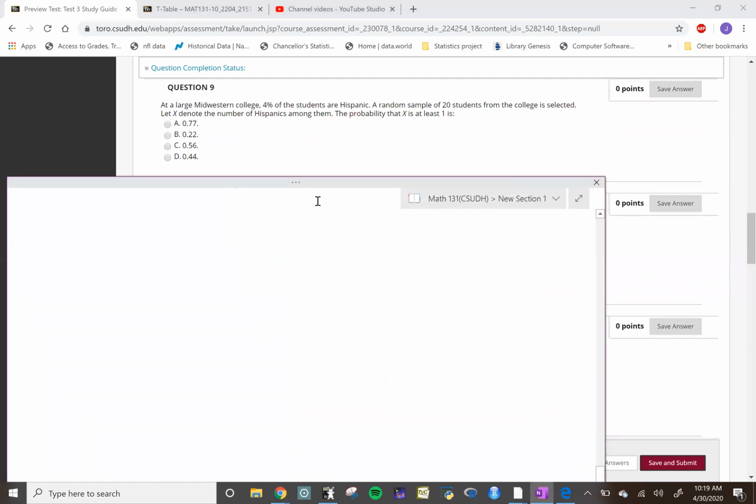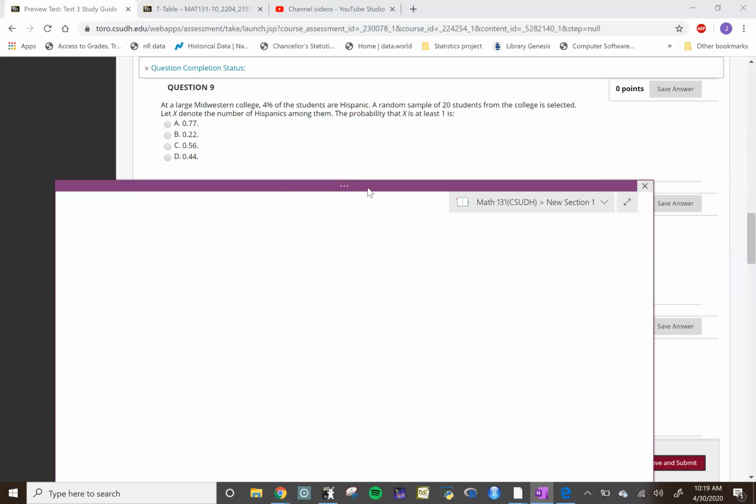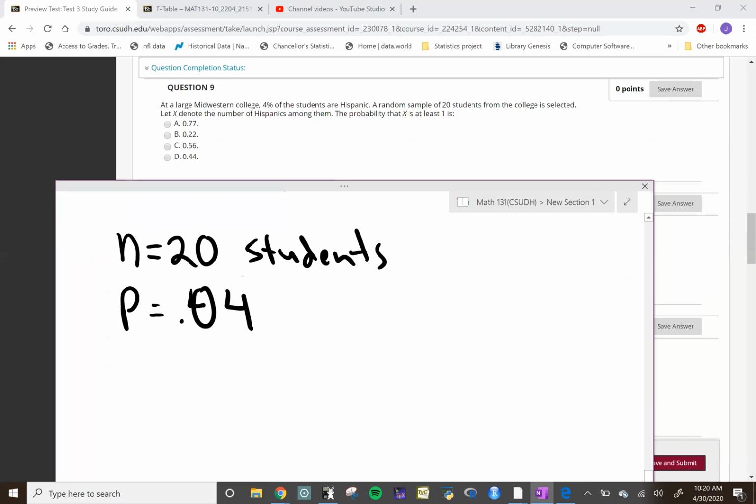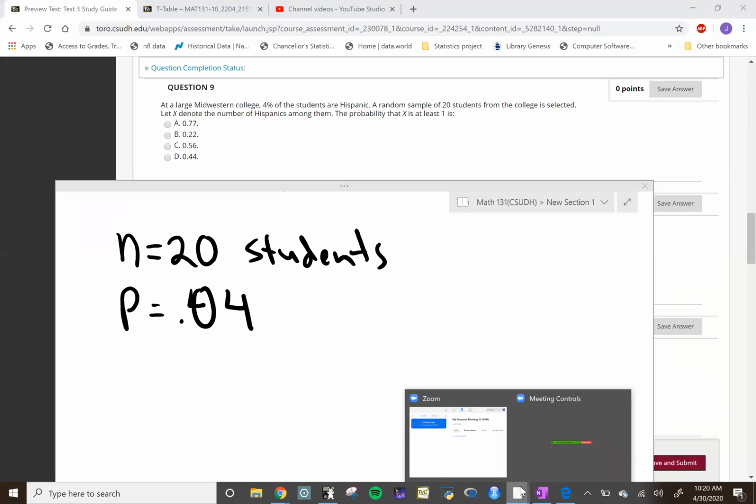For this one, you want to read the problem and see that they tell you how many students they are randomly selecting. So they tell you n is equal to 20 students. They tell you that X is represented by how many Hispanic students are among them. So P will equal 0.04. Everybody good so far on my n value and my P value?